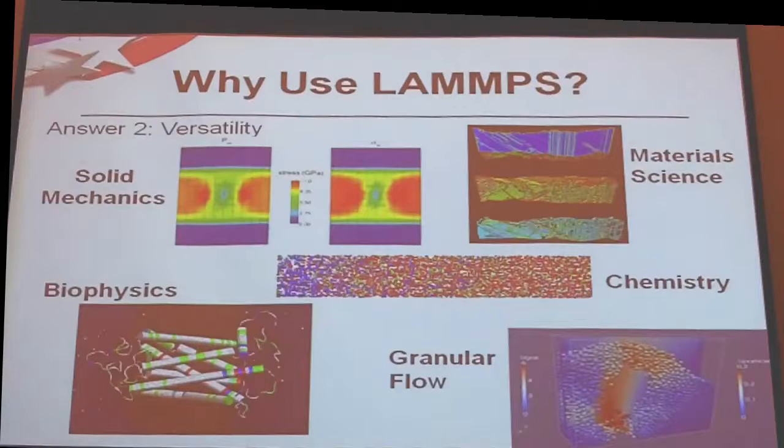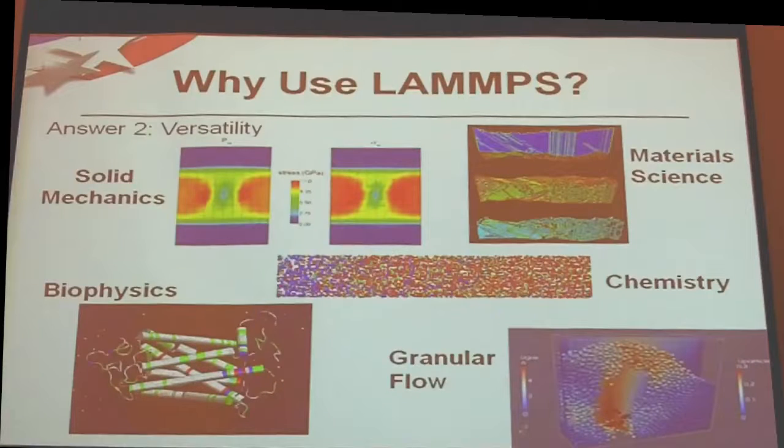So the next answer, why use LAMMPS, is the versatility. As I've already mentioned, LAMMPS can do a lot of things. I think of it a little bit like a Swiss Army knife. It does a lot of different types of molecular simulation, or not even molecular, it's on up to the coarse grain. So it can do solid mechanics, material science, chemistry, even simulating breaking of chemical bonds.